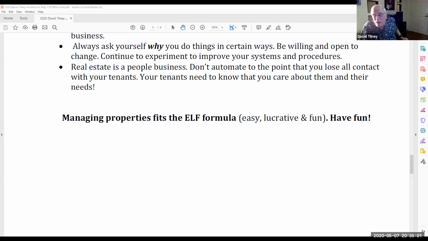And anyway, he came up with the ELF formula, meaning easy, lucrative, and fun. And I think managing properties is easy, lucrative, and fun. I think it's a great way to make a living, and it really is fun.